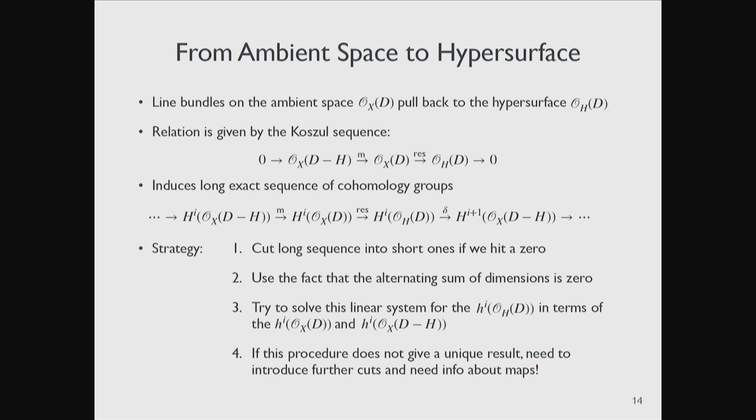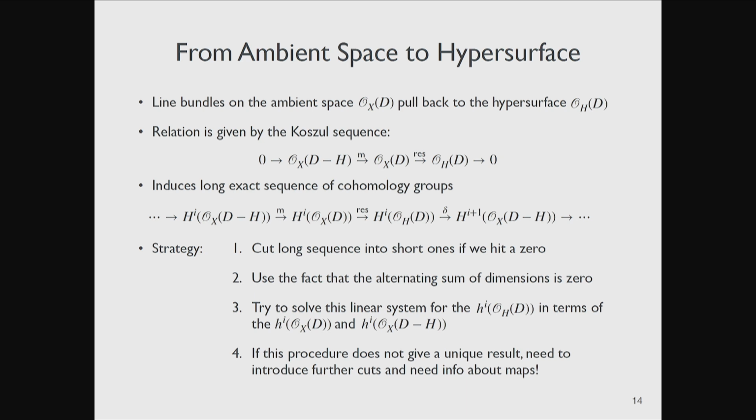And the idea is now to solve this sequence. So we're interested in the dimensions of these cohomology groups. And how does it work? Well, every time you have a 0 in here, you cut the sequence because you get two exact sequences in this way. And you use the fact that the alternating sum of dimensions in an exact sequence, which starts by 0, ends by 0, is just 0. So you get a system of linear equations which you can solve, hopefully, and then you get the line bundle cohomologies on the hypersurface in terms of the toric ambient space cohomologies.